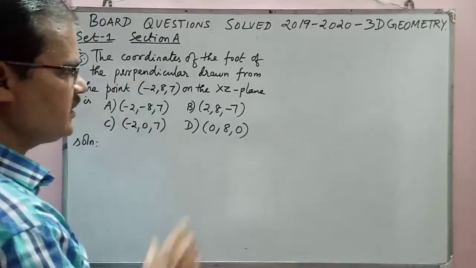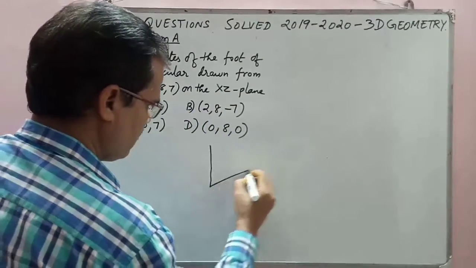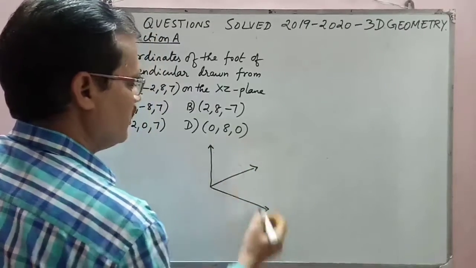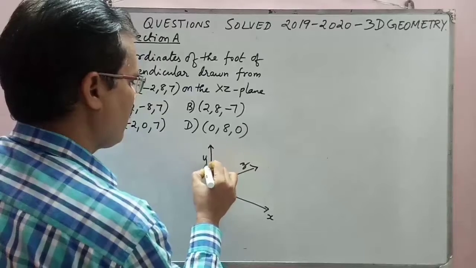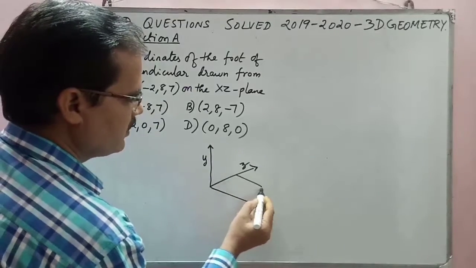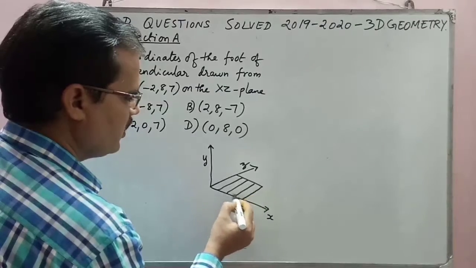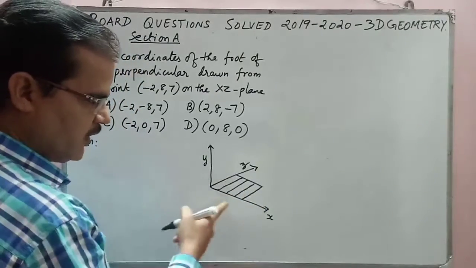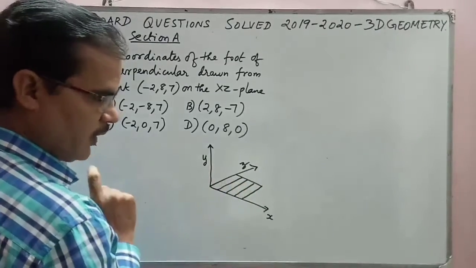Now let us understand the xz plane. We will draw this, which is what we call the xz plane. In the xz plane, we won't have any points related to y. That you can see in the diagram. The xz plane is separated from y.